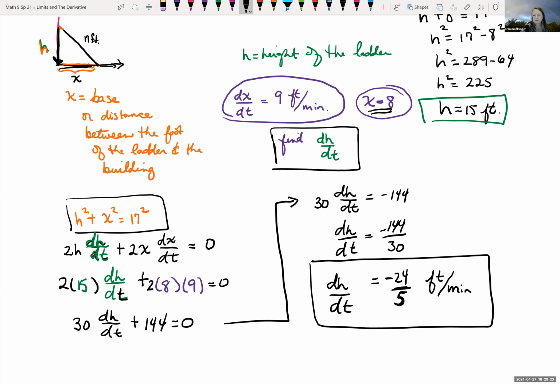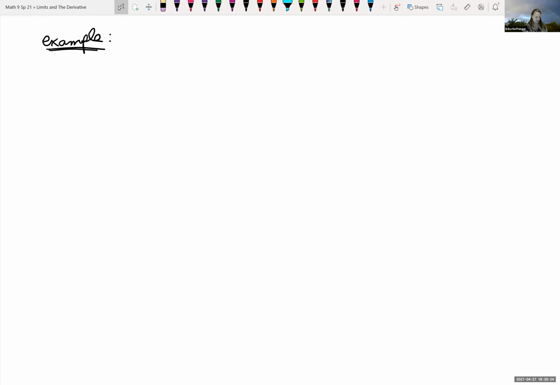Okay, so the next word problem says a sand storage tank used by the highway department for winter storms is leaking. As the sand leaks out, it forms a conical pile. The radius of the base of the pile increases at a rate of 0.75 inches per minute. The height of the pile is always twice the radius of the base. Find the rate at which the volume of the pile is increasing when the radius of the base is 6 inches.